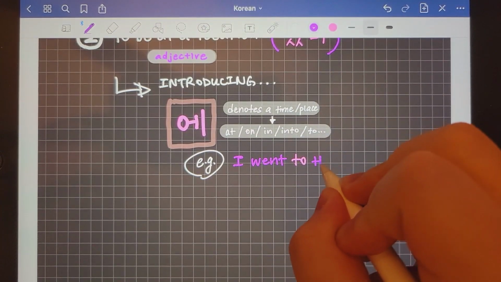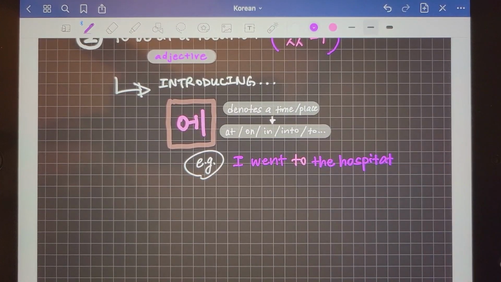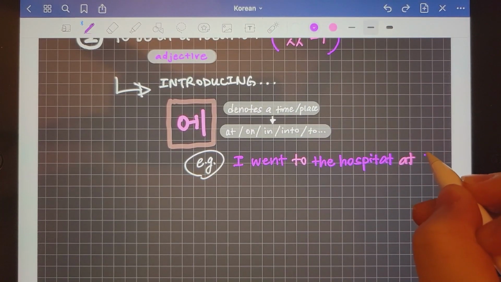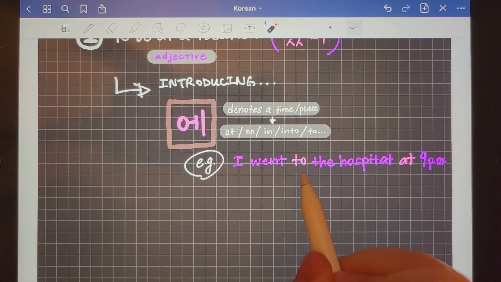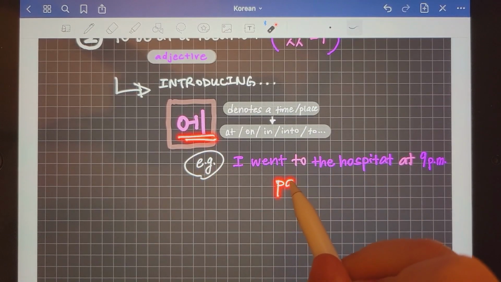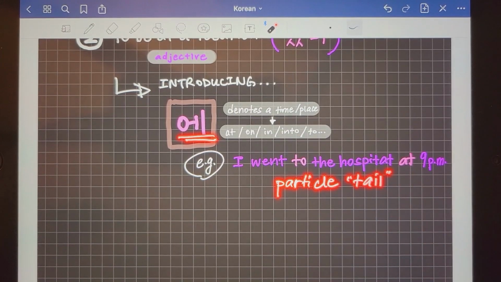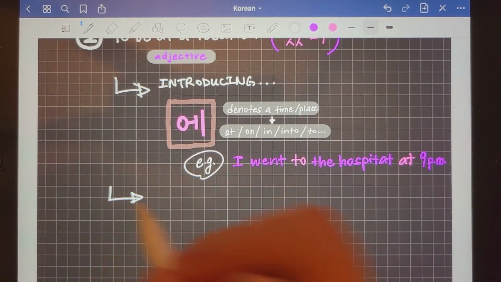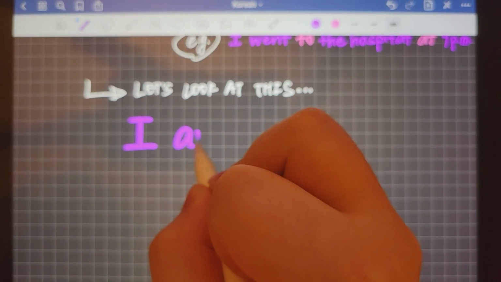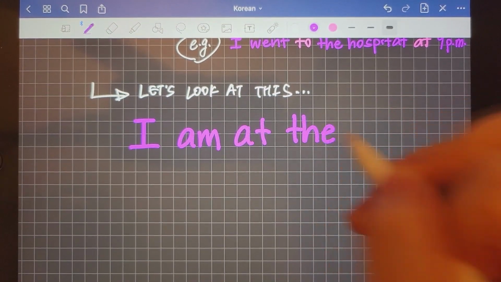Now, I went to the hospital at 9 p.m. The words to and at are representing e. The particle e is also the tail, and that's when it would be used. So, let's try out an actual sentence like before and translate it into a Korean sentence.